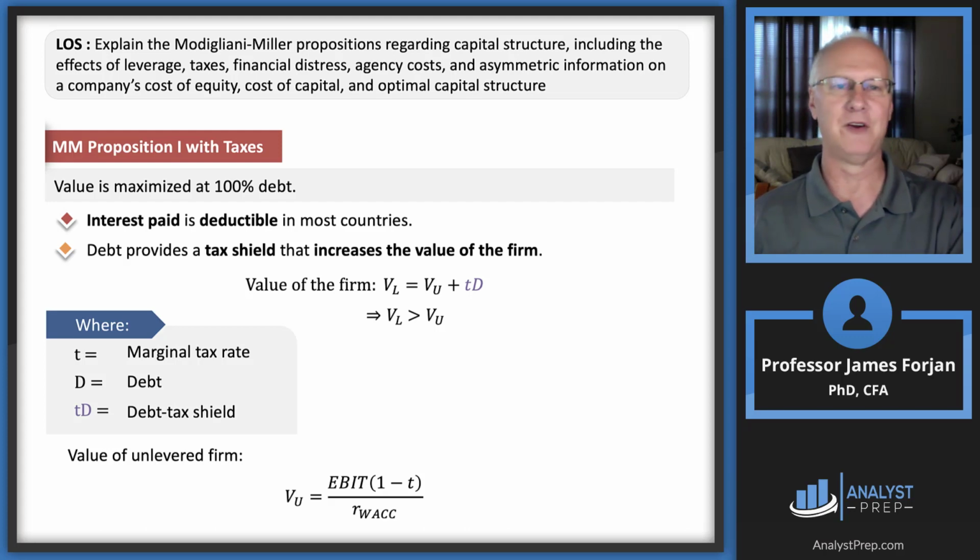And so look right underneath M&M Proposition 1 with taxes: value is maximized at 100% debt. Now, this can be shown using some calculus, and this is one of those crazy things in calculus that mathematicians call a corner solution. And so the value of the firm is maximized at 100% debt. That means that there are no firms that have any equity. That means the New York Stock Exchange goes away because there are no shares of stock outstanding, because all of the executives have gobbled them up in trying to maximize firm value.